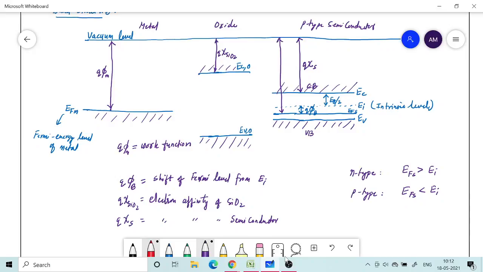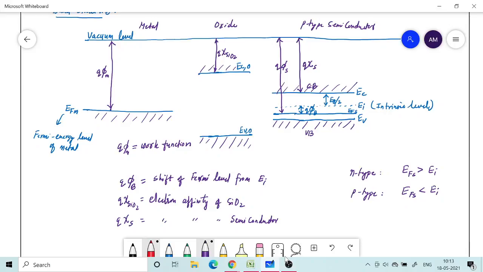This one I will call, just like here I have called it Q phi m, I will call it Q phi s. So if Q phi m is equal to phi s, what is phi m? Phi m is the work function. So you can consider Q phi s also as the work function of the semiconductor.